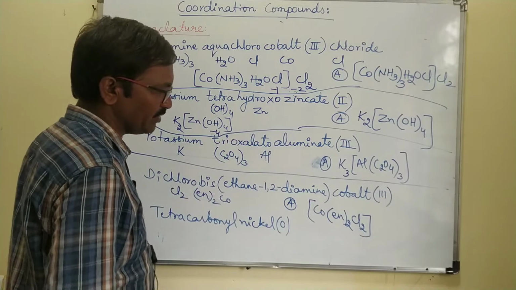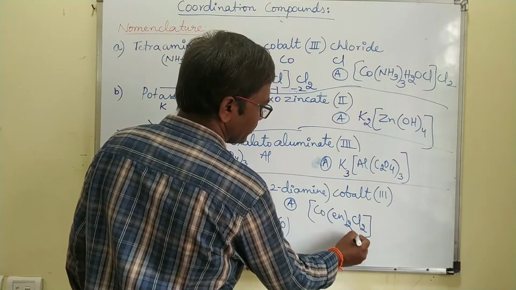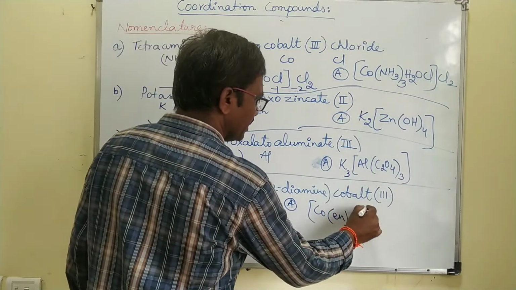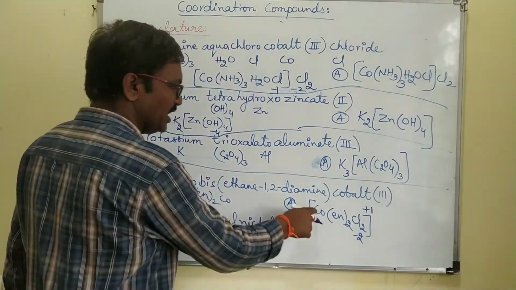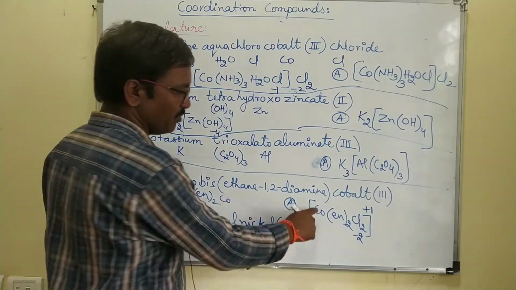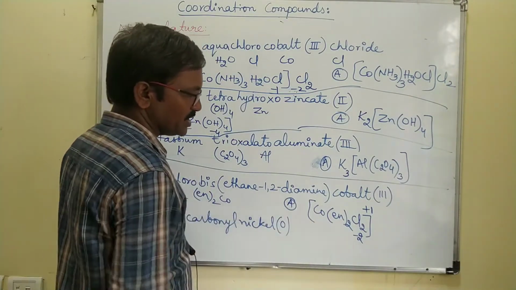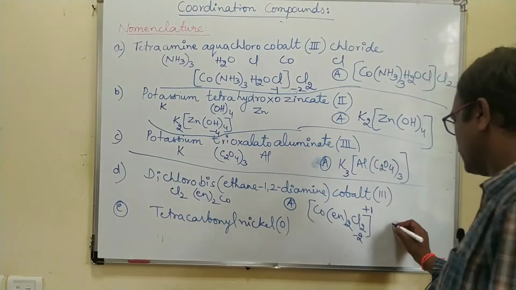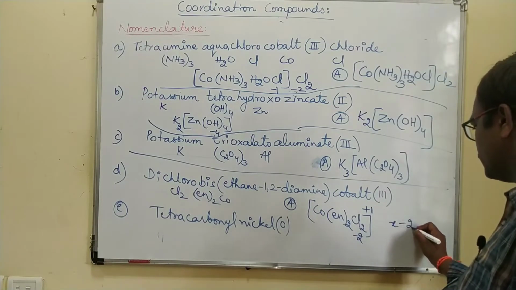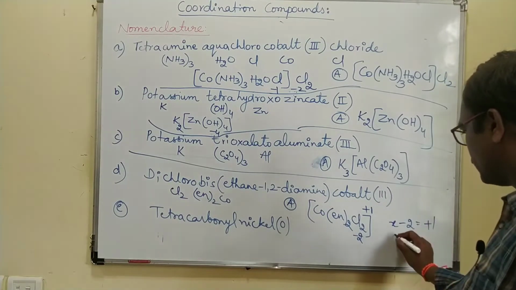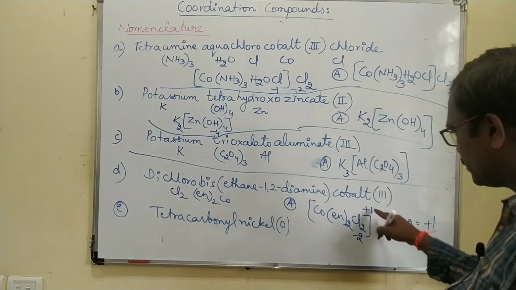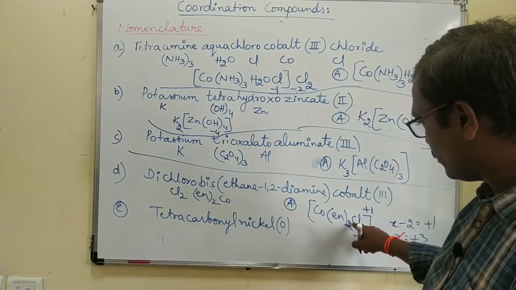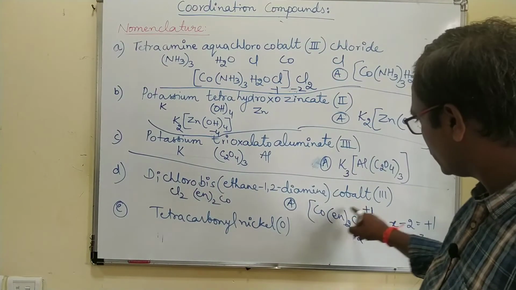So cobalt 3, when it becomes cobalt 3, this is minus 2. What do you have to do? You have to write the plus 1 charge, then only the cobalt becomes plus 3, right? So minus 2, what is the oxidation state? How do you calculate? I told you in the beginning. So x minus 2 is equal to plus 1. So x is equal to plus 3. You have to write plus 1, right? Because it is dichloro bis-ethylene diamine cobalt 3.